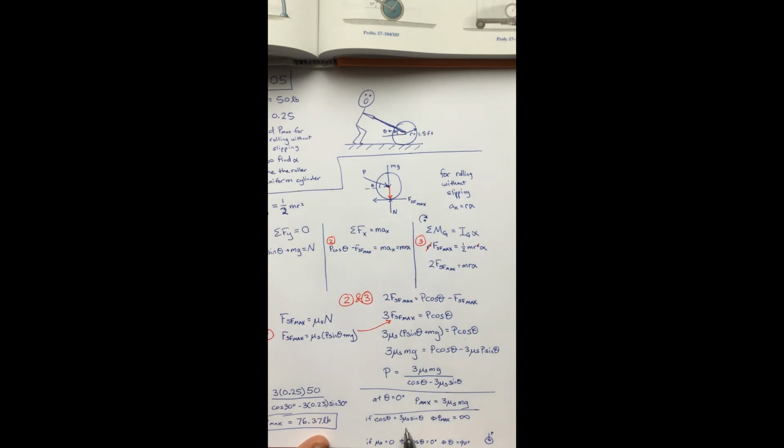And if you want to know, if the coefficient of static friction is not 0, what angle you can push at, you can say tangent theta, you'd get by dividing both sides by cosine, then bring the 3 mu s over to the other side, like this, and you get theta is equal to the inverse tangent of 1 over 3 mu s. And at that angle, you can push as hard as you want, and you will not have any slipping.